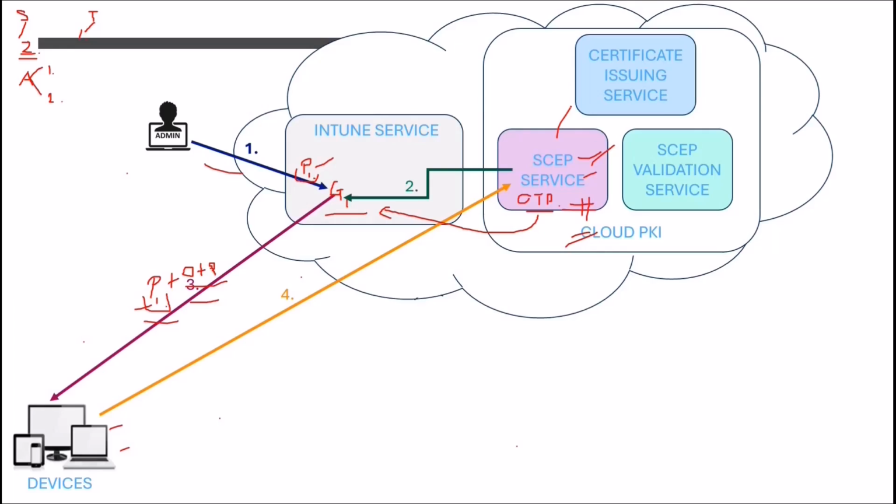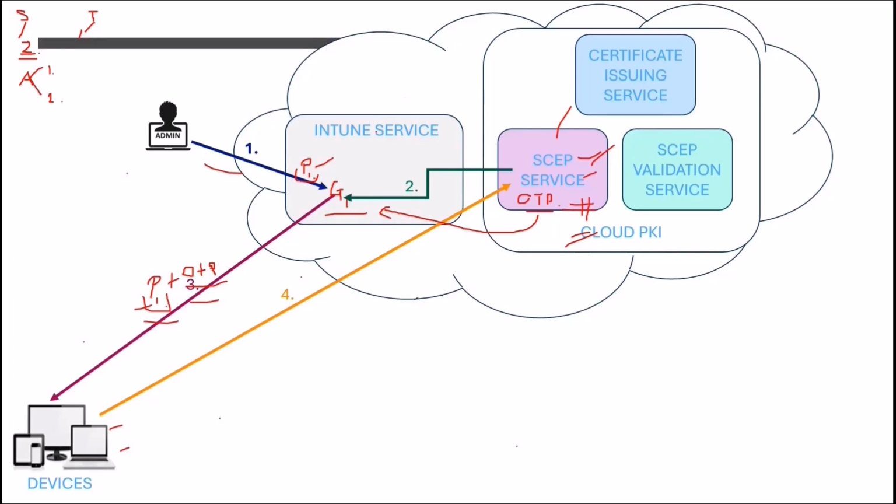In order to do that, the device is going to do two calls called get CA cert and get CA caps. Now, this behavior of the device doing the get CA cert and get CA caps calls is a part of the SCEP protocol. So when we had on-premise NDES, over there also the device did this. Now in case of Cloud PKI also, the device is doing this.